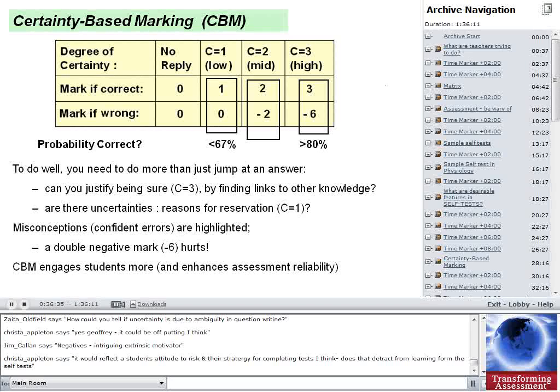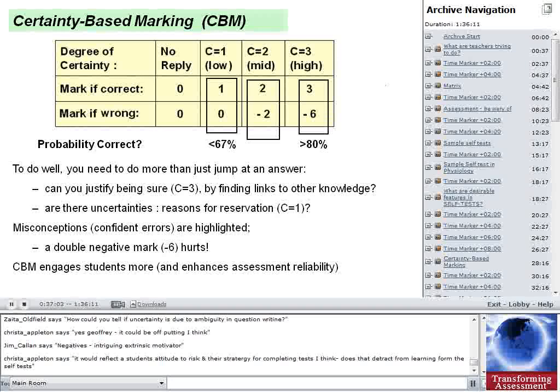What one is trying to do here is get the students to distinguish between questions that they have reliable knowledge about and questions that they don't have reliable knowledge about. The issue of whether students are motivated to respond sensibly and in a way that optimizes their marks is something I want to get onto in just a minute, if that's okay.